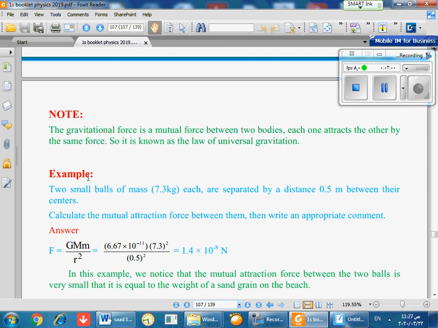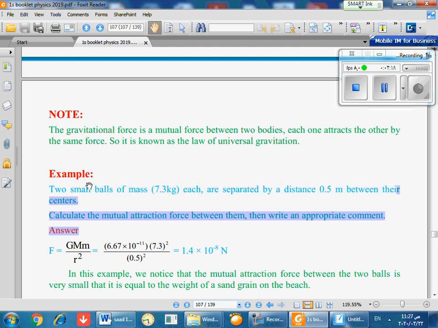Example for this: we have two small balls of masses 7.3 kilograms each, separated by a distance of 0.5 meter between their centers. We measure the distance from the center of the two objects. We want to measure the mutual attraction force between them.